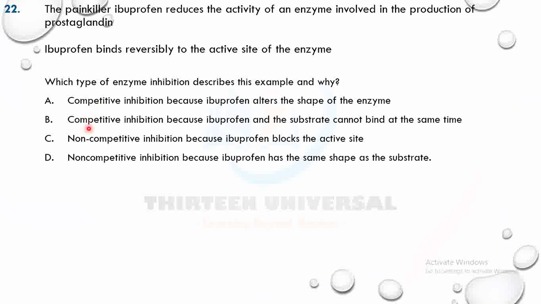So it's A and B, but one said because ibuprofen alters the shape of the active site. It doesn't alter the shape of the active site. Altering the shape of the active site is a result of non-competitive inhibition. Competitive inhibitors do not alter it; they bind to the active site. It is non-competitive that binds to an allosteric site and then causes a change. But B says competitive inhibition because ibuprofen and substrate cannot bind at the same time. They cannot bind at the same time because both the inhibitor and the substrate are complementary to the active site. If one is binding, the other one cannot bind. So B is the answer.